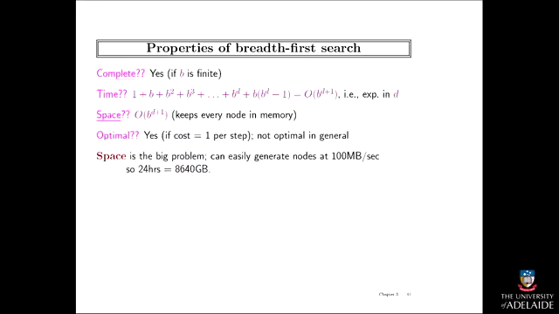The big problem with this is the space requirement. So even with a fairly old CPU, we could be generating nodes at 100 megabytes per second. That could result in a tree size of several terabytes, 8 terabytes in 24 hours, if the search space is big.